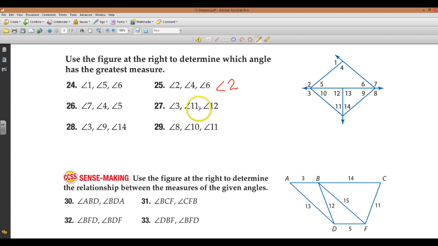On 27, 3, 11, and 12. So 3 is our exterior angle, 11 and 12 are interior angles inside of this triangle, so 3 will be the largest angle.